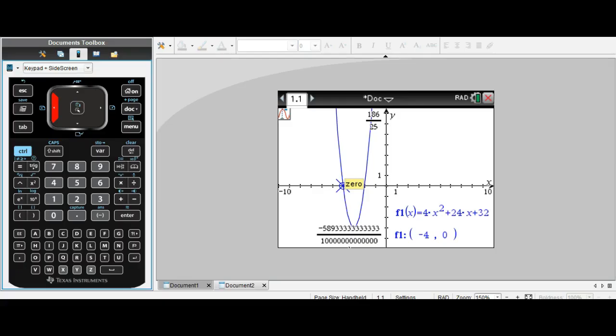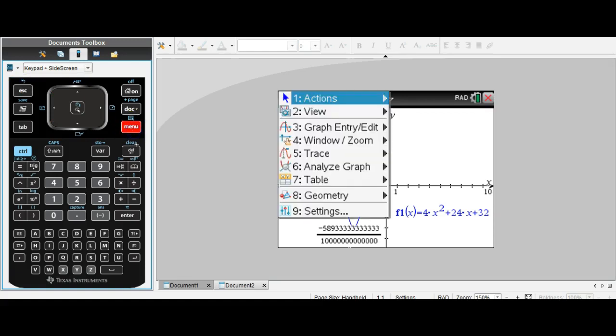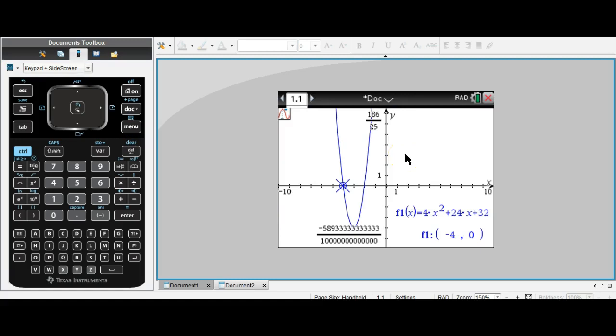So let's quickly revisit this. We are going to enter the function, then we're going to go menu, number 5, and then graph trace, and then we're going to move the circle left and right to work out the important points on a graph paper.